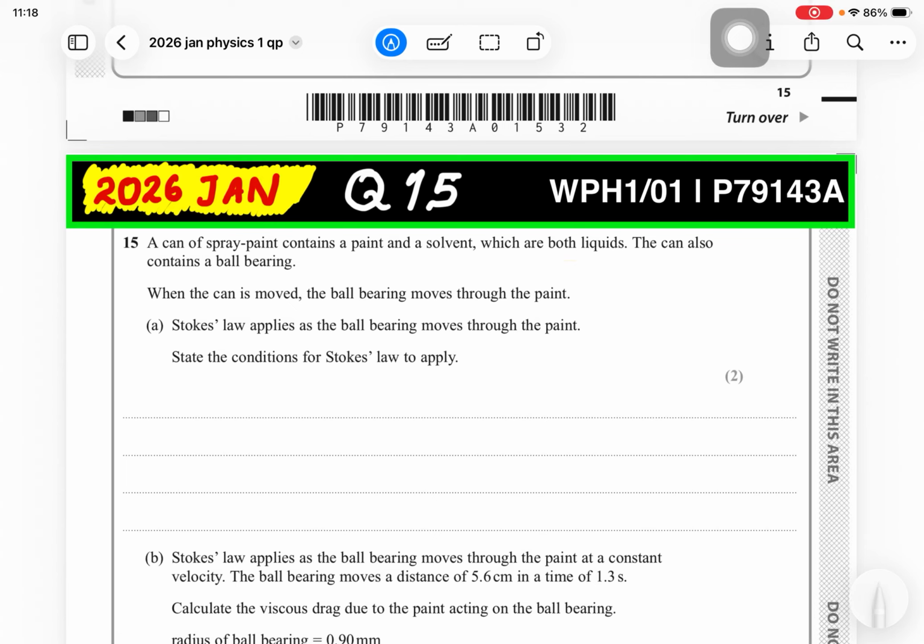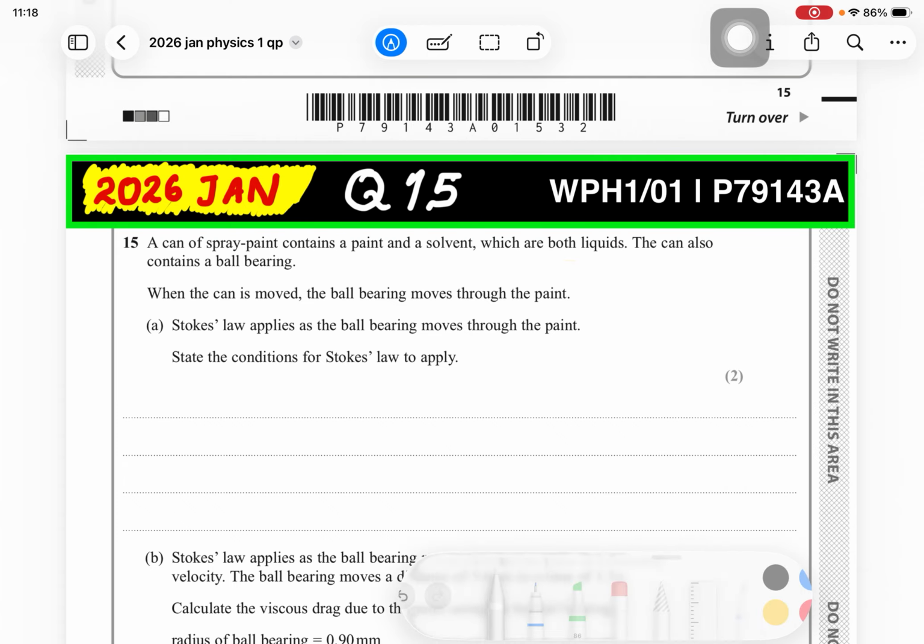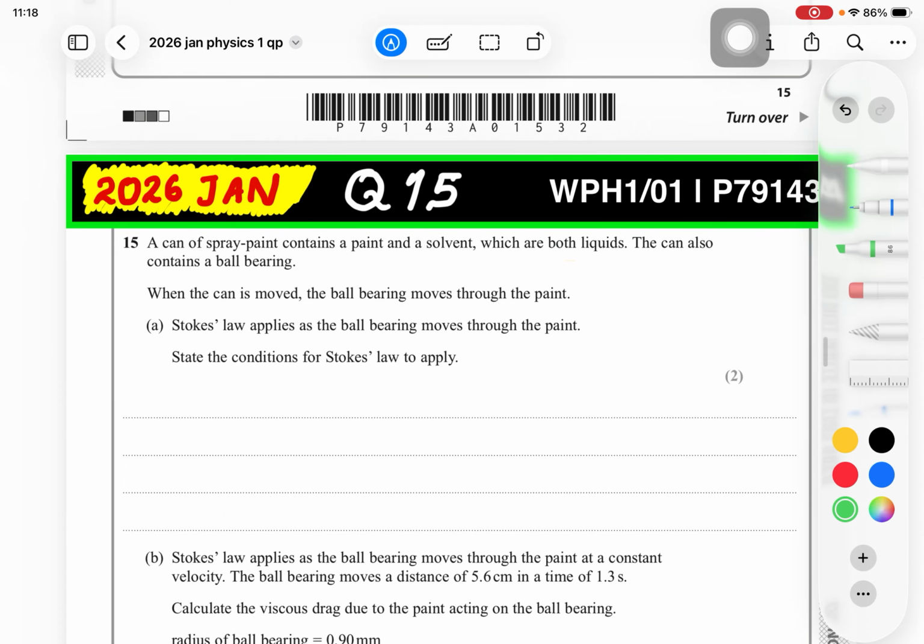Now let's get started with question number 15. In question 15, they are talking about a paint can. Let me take it to the right side. They are talking about a spray paint can, which contains paint and solvent. Both are liquids. The can also contains a ball bearing.